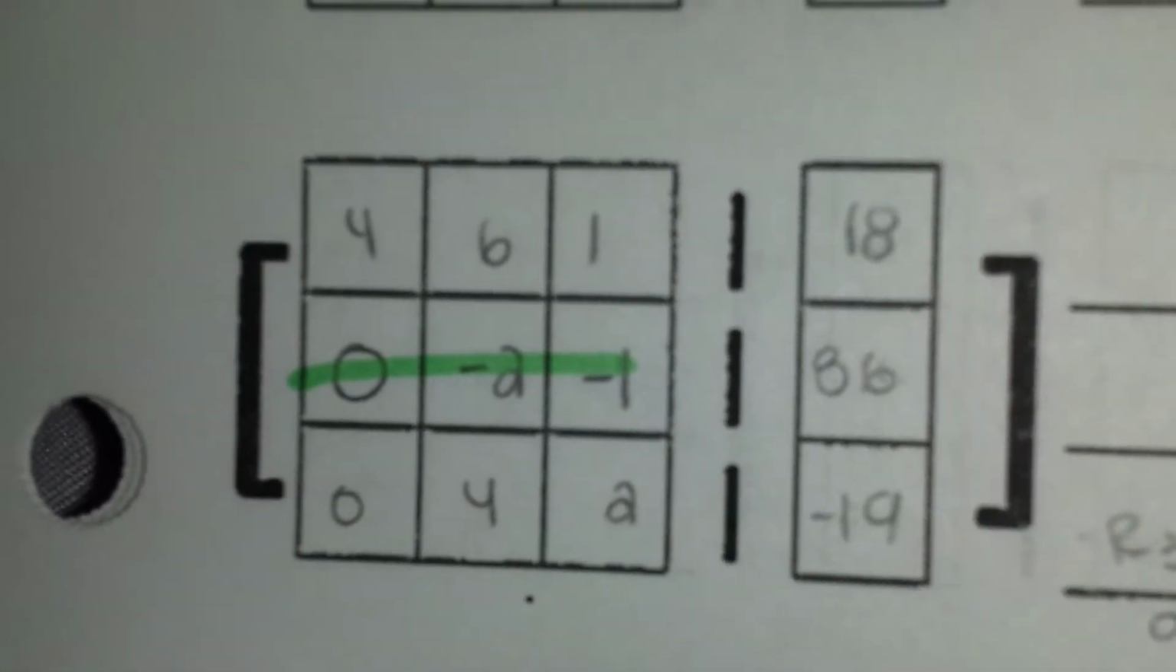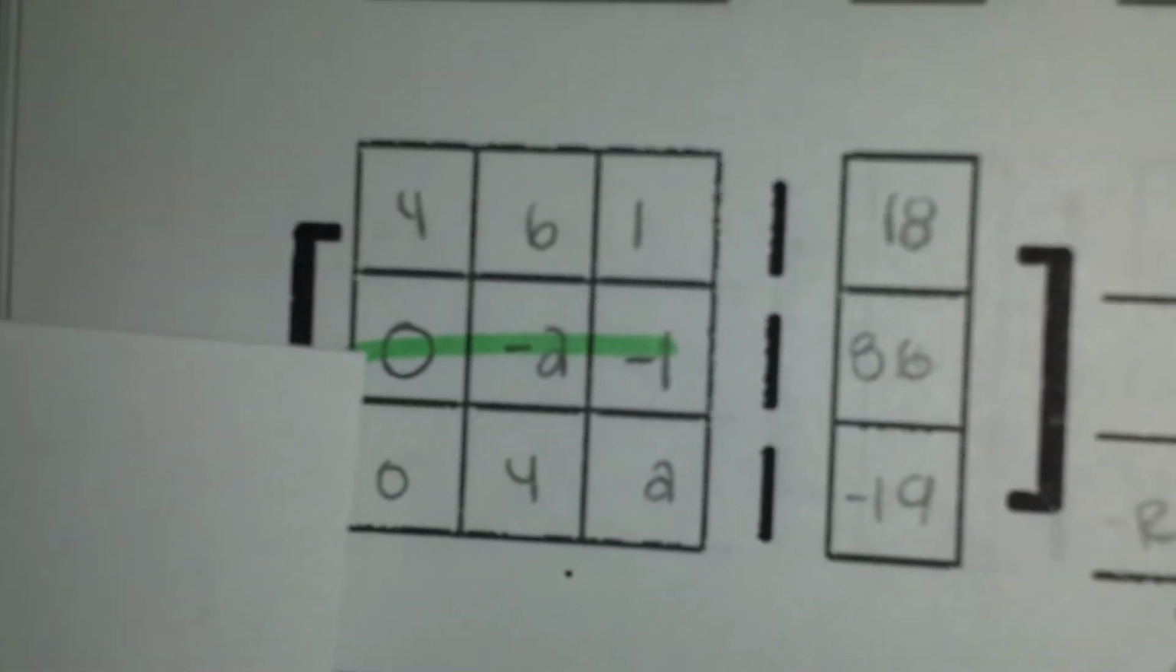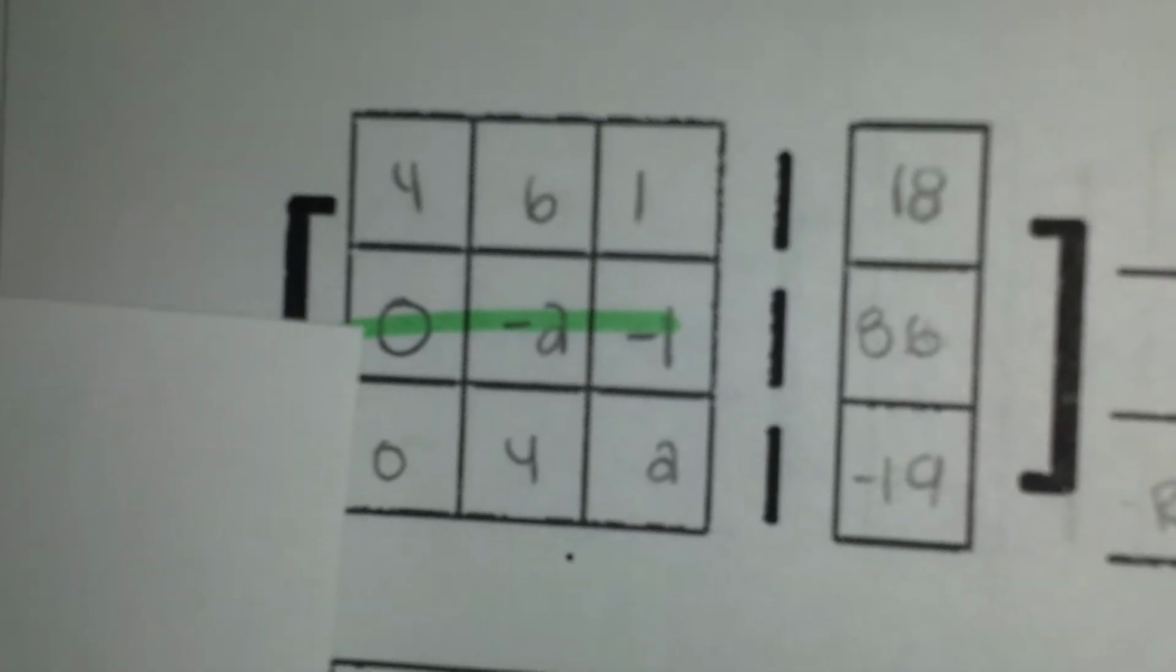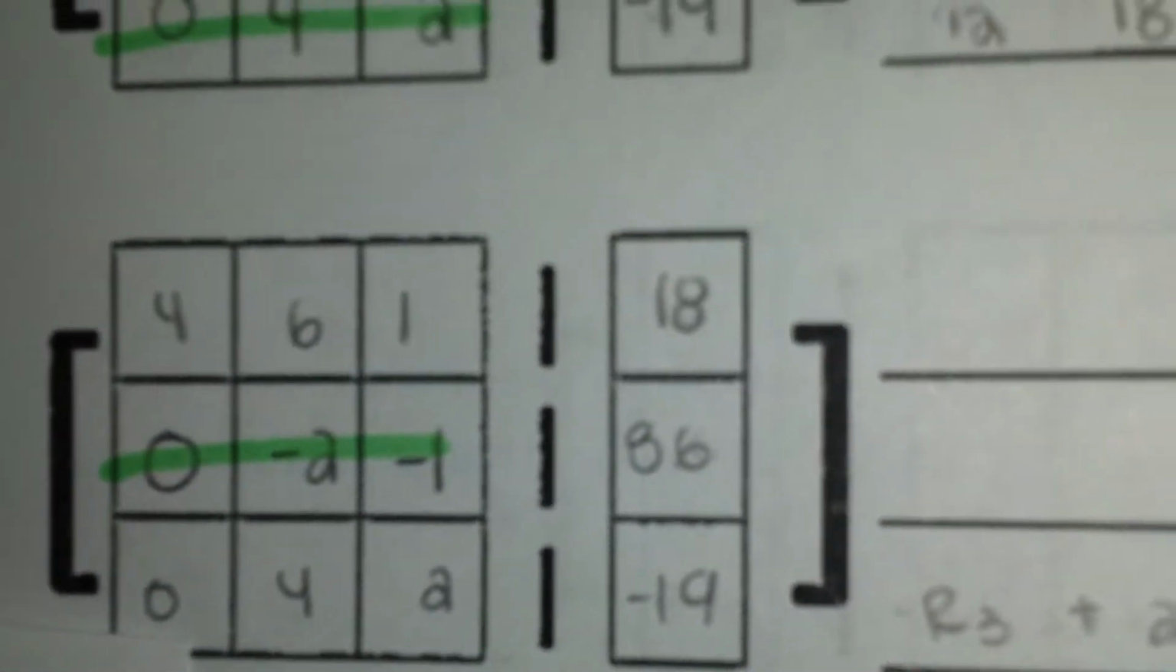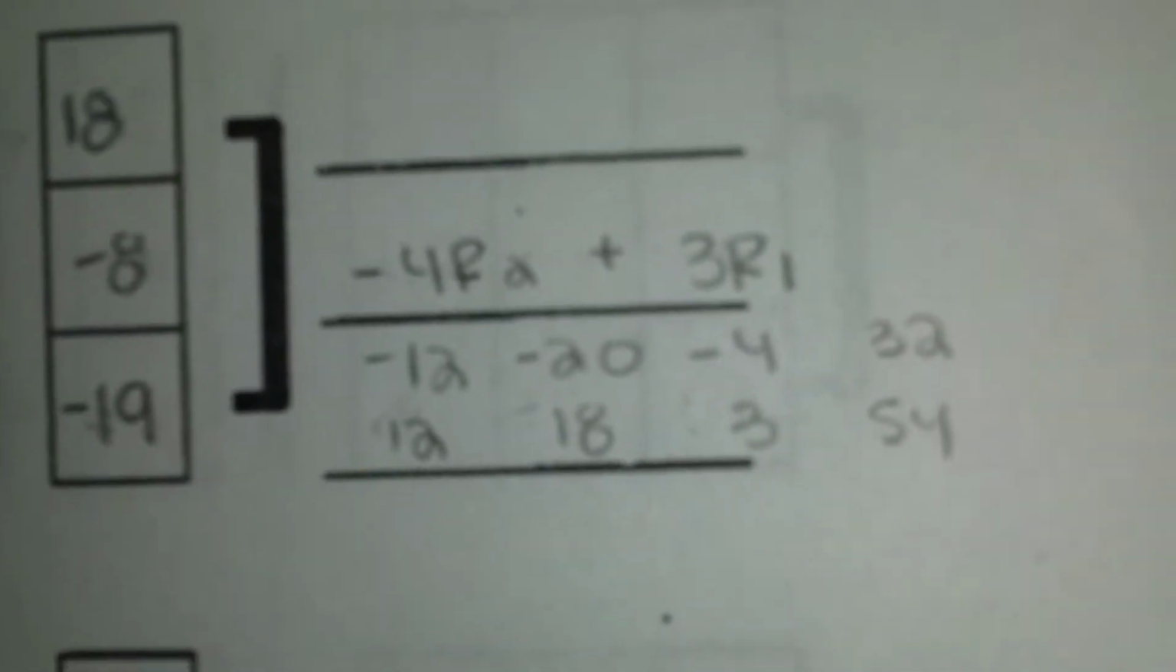And then for the next step, you should be finding the second 0, which is in the second row, third term. And what I did was I basically multiplied -4 to row 2 and added it to 3 multiplied by row 1. And then what you do is you take row 2, and I multiplied all of that by -4, and I got -12, -20, -4, and 32, and then I added it to row 1, which I multiplied by 3, and I got 12, 18, 3, and 54.